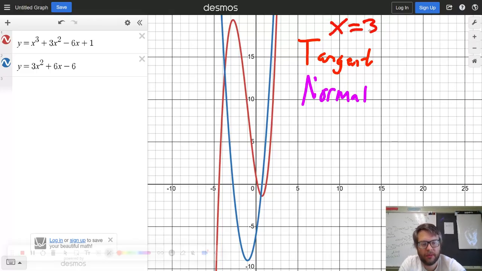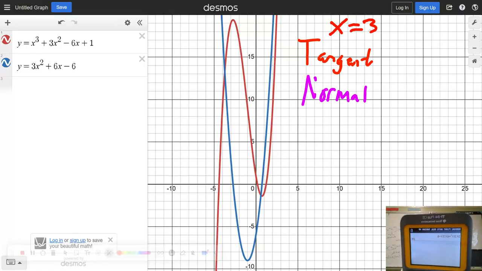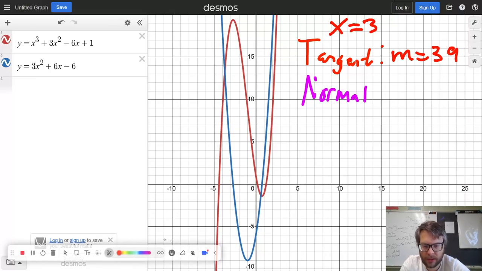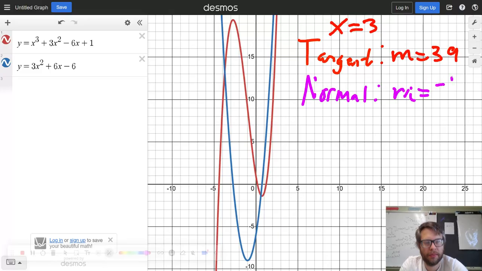What I'm going to do to find the tangent is plug in 3 into the derivative. So here I have my derivative, and I'm just typing in the derivative, and I plugged in 3. See how I typed it into the derivative equation there? And I got 39. So when x equals 3, the tangent has a slope of 39. And the normal has a slope of, well, what does normal mean? I don't even think I told you that. Normal just means perpendicular. So the normal has a slope of opposite reciprocal.